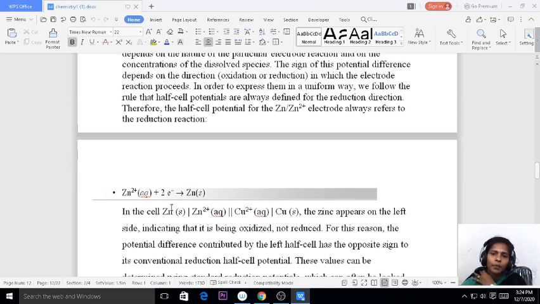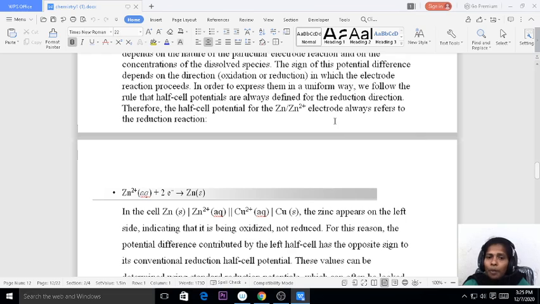So let us take one example. This is the example here: Zn/Zn+2. Here Zn/Zn+2 means Zn is giving Zn+2 by losing 2 electrons. So is this the oxidation reaction or the reduction reaction? It is the oxidation reaction. Zn giving rise to Zn+2 plus electrons is the oxidation.